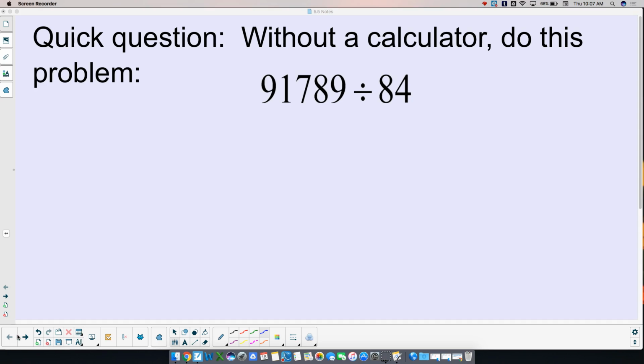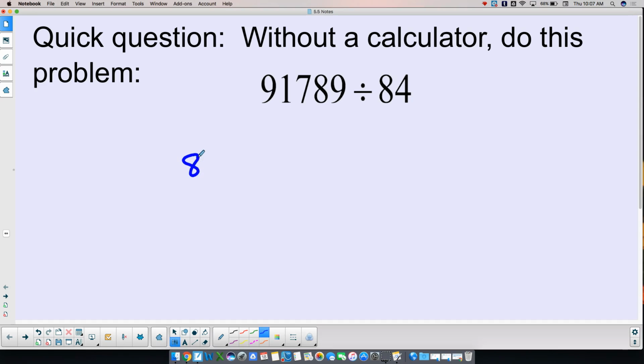So 84. Why does 84 go on the outside? Because what? It's what you're dividing by. Okay, it's your divisor. It's after the divide sign. So if it's after the divide sign, it goes outside. If it's before, or it's your dividend, it goes inside.